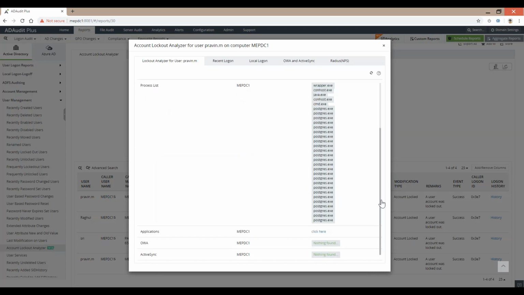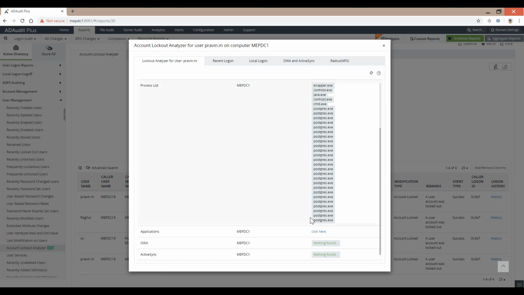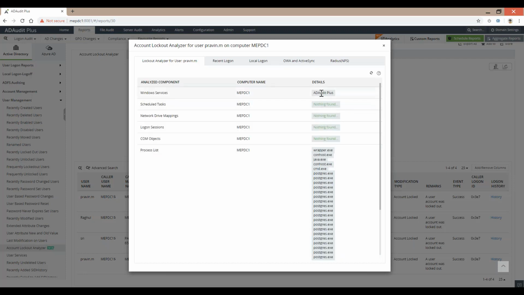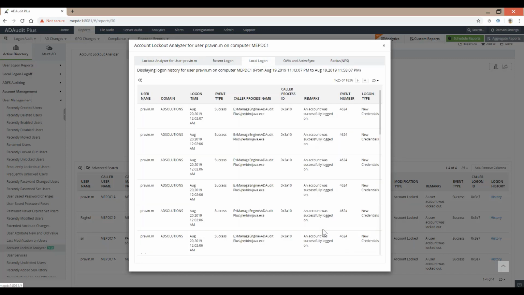So you have a real-time overview on an account that got locked out, and all possible places where the account could log in or authenticate itself. We've got Windows services, we've got scheduled tasks, we've got network drive mappings, logon sessions, we've got the list of processes that use these credentials and applications as well. So I can drill down further and show you what are the applications that are using these logons.